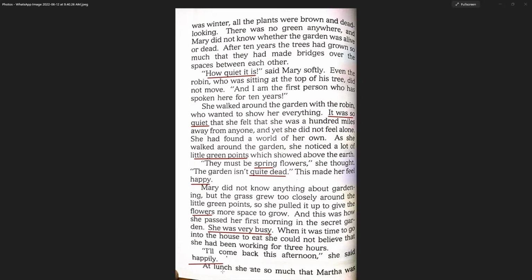Right? So at lunch, she ate so much that Martha became so surprised, because normally Mary doesn't feel hunger. Underline happily. She said happily.